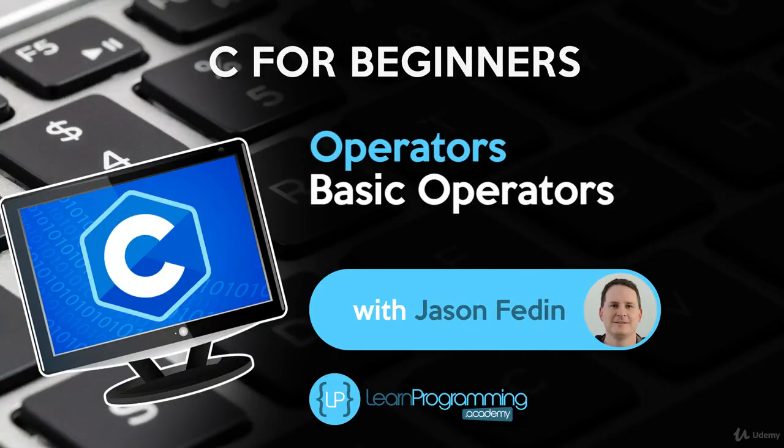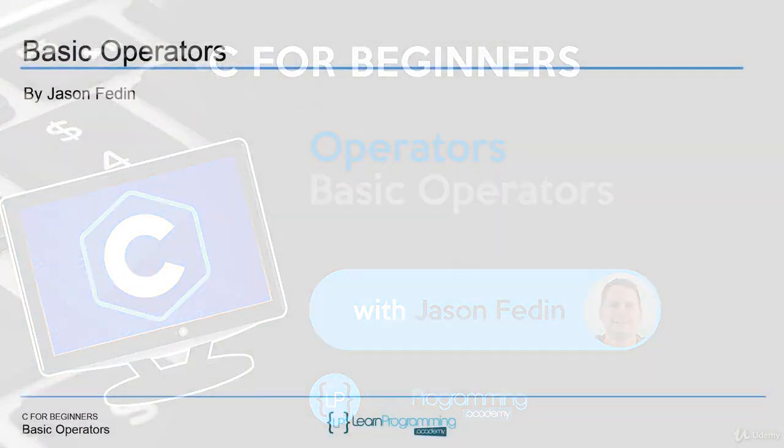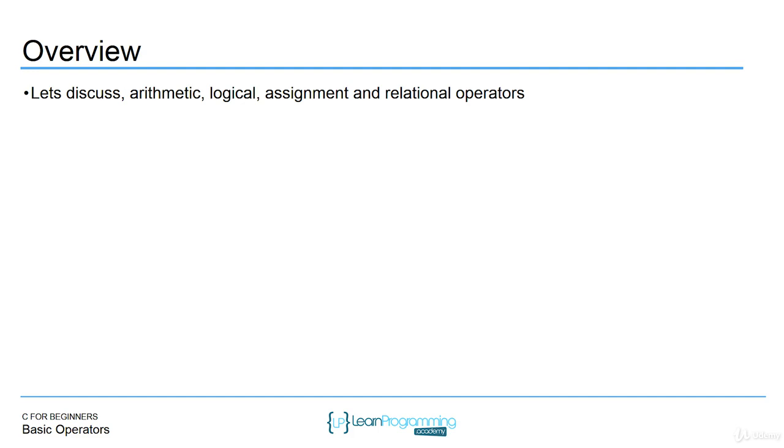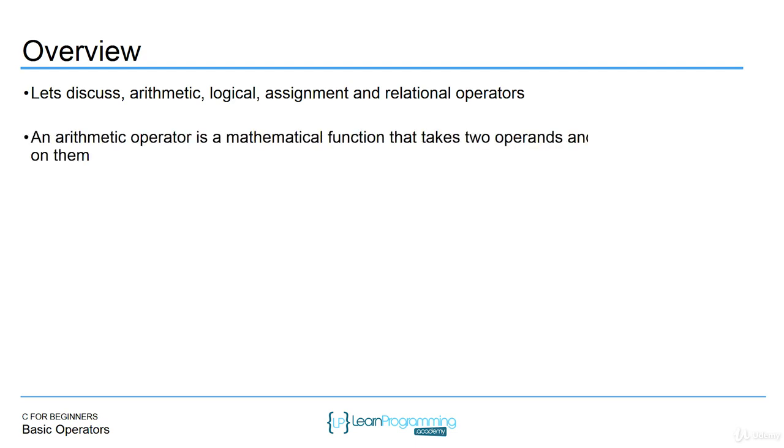Hello, welcome back. In this lecture, we're going to discuss some of the basic operators supported by the C programming language. So operators, again, are just special symbols for functions. You're performing some kind of operation. We're going to discuss in this lecture four different types of operators: the arithmetic, logical, assignment, and relational operators. Then in another lecture we'll discuss the bitwise operators, and a couple of other special operators that don't really look like they'd be operators, but they are: the sizeof operator and the casting operator.